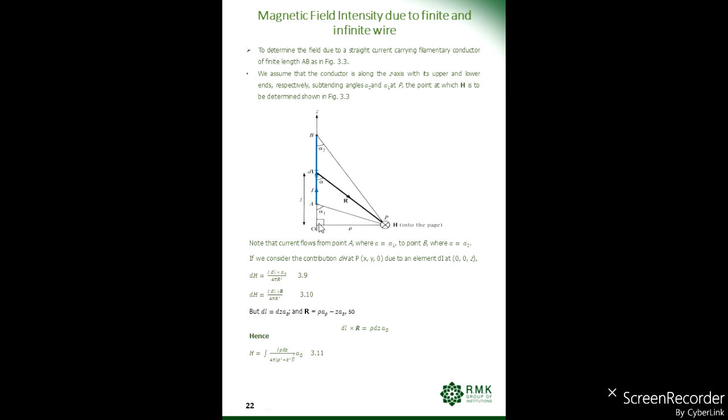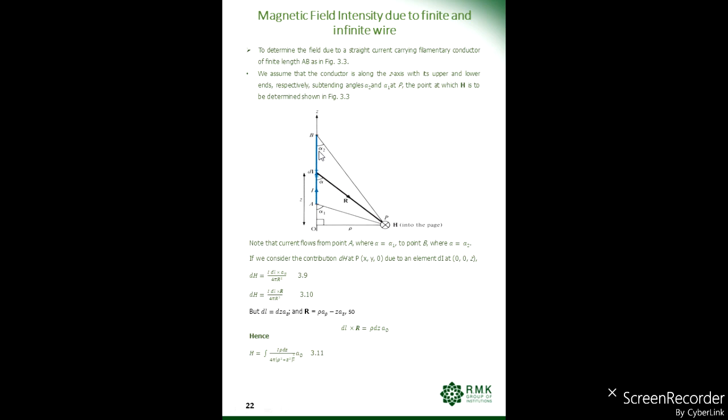And next, from the point A, we draw a straight line from A to P, and the angle made with respect to the line, that is the current element AB, we take as alpha 1. Then we draw a line from point B to P, and we take the angle alpha 2.